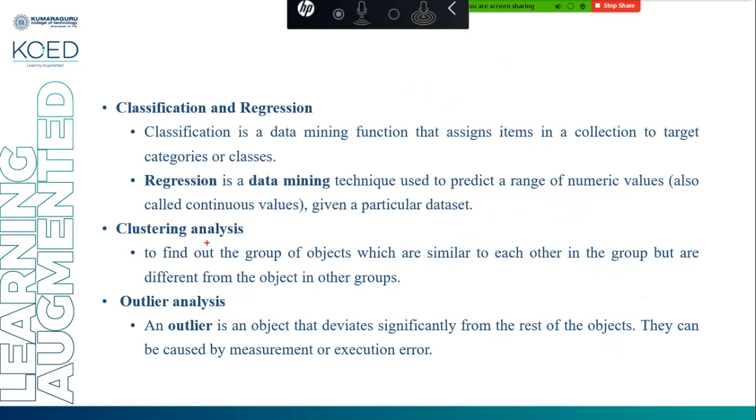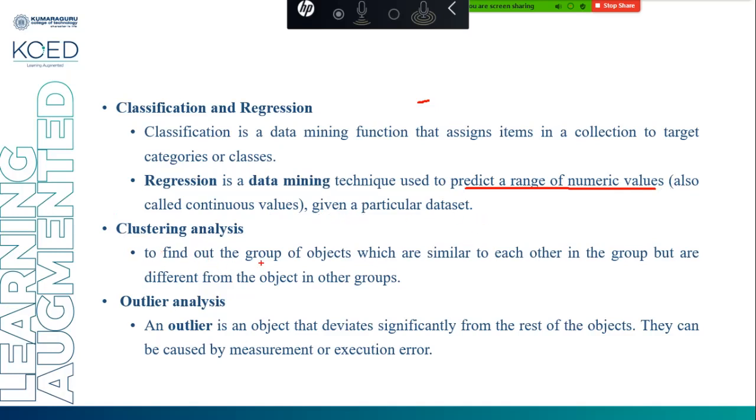Next, regression. Regression is a data mining technique used to predict a range of numeric values, for example whether it will rain tomorrow or whether tomorrow's temperature will be high or low. This is known as numeric prediction. These are also called continuous values. Temperature is a continuous value: per day it starts from a particular temperature and changes continuously, higher in the afternoon, lower in the evening and a bit low in the morning.